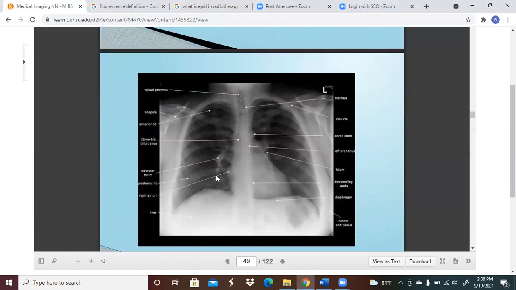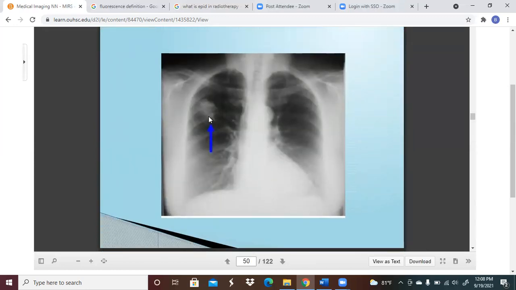So you got yourself a picture here. This is, assuming this is on film. You can see all of the thoracic structures identified here: rib, scapula, vascular hilum, posterior rib, right atrium, liver, all of these things. And so you can see the less dense areas in the body here. You don't have a lot shooting through, or you have a lot of dark areas here in order to show that off. But the rest of these, you've got a lot of tissue here that's going to start attenuating the beam as it passes through.